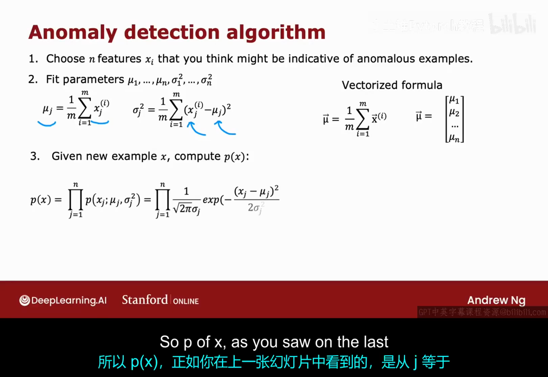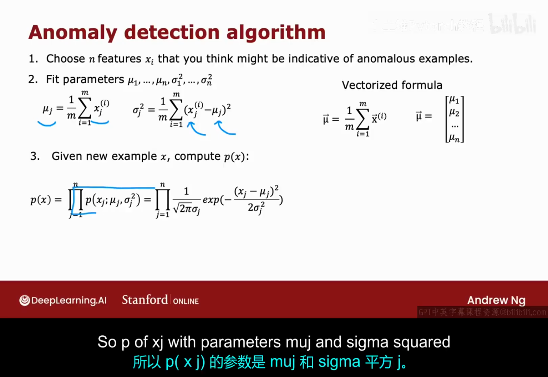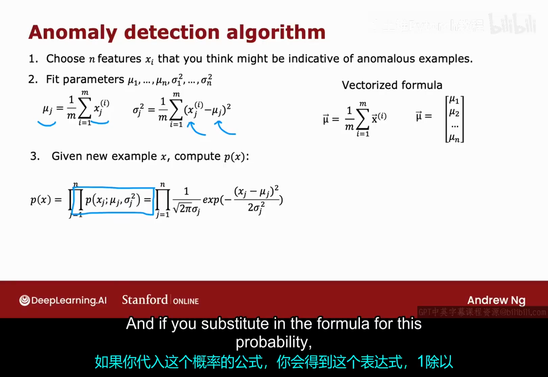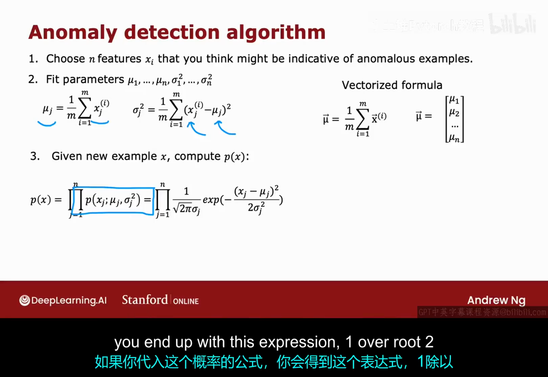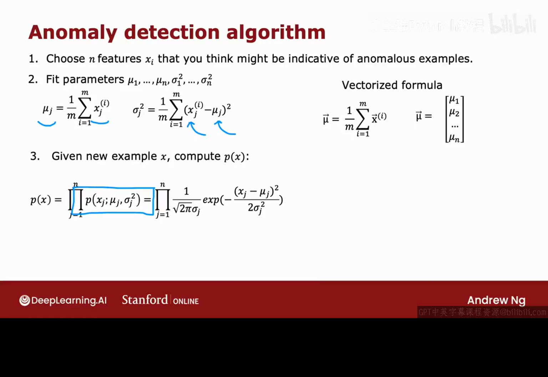So p of x, as you saw on the last slide, is the product from j equals 1 through n of the probability of the individual features. So p of xj with parameters mu_j and sigma squared j. And if you substitute in the formula for this probability, you end up with this expression, 1 over root 2 pi sigma j of e to this expression over here.